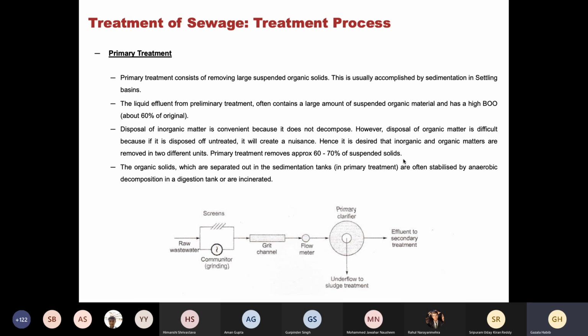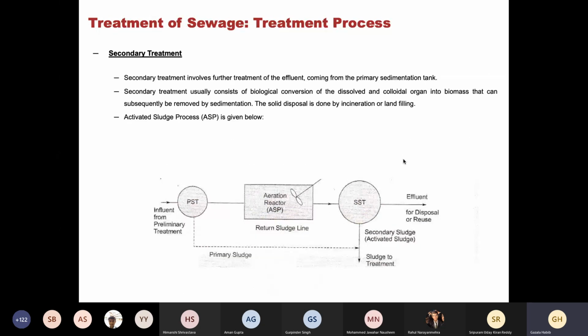Then after that, if colloidal impurities are very high in content, we know that a chemical process like coagulation and flocculation can be used, and the colloidal impurities can be removed. So if a high amount of colloidal particles are there, then the coagulation process can also be used for sewage treatment. This is what I'm trying to say.